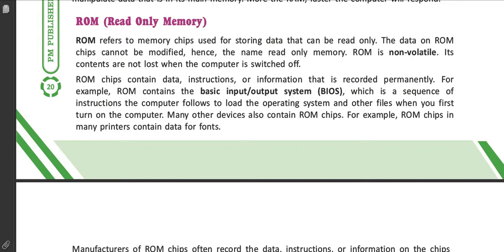For example, ROM contains the basic input-output system, or BIOS, which is a sequence of instructions the computer follows to load the operating system and other files when you first turn on the computer. Many other devices also contain ROM chips. For example, ROM chips in many printers contain data for fonts.